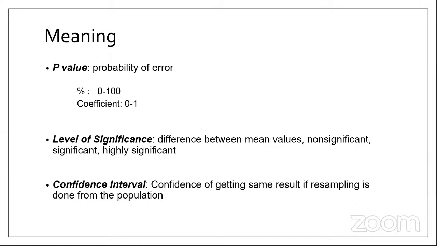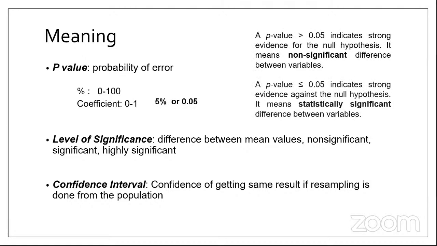Level of significance means whether the control and the treatment have a difference or not. And if there is a difference, what is the significance of the difference, whether it is a significant or highly significant difference. So in this way, you can correlate the probability of error and level of significance. So there is a non-significant difference because there is more than 5% error, or there is a significant difference because there is less than 5% error.